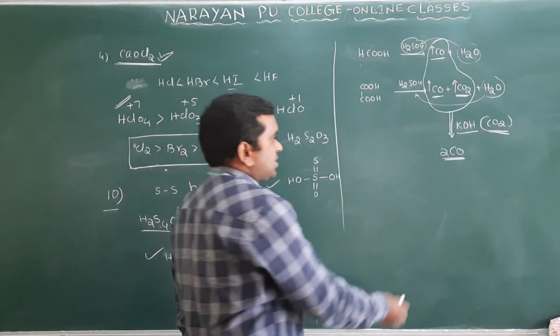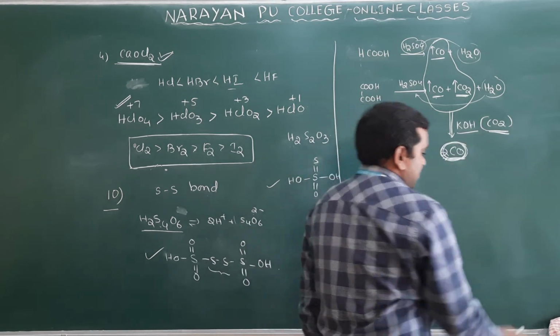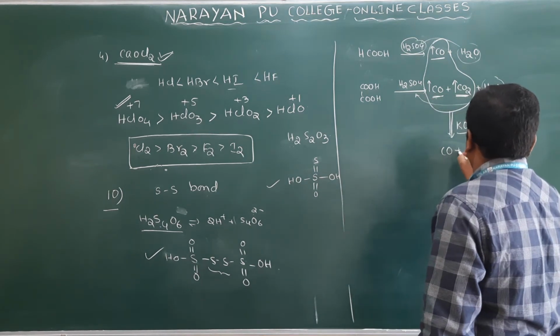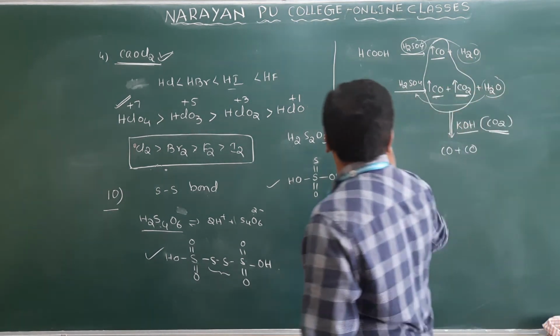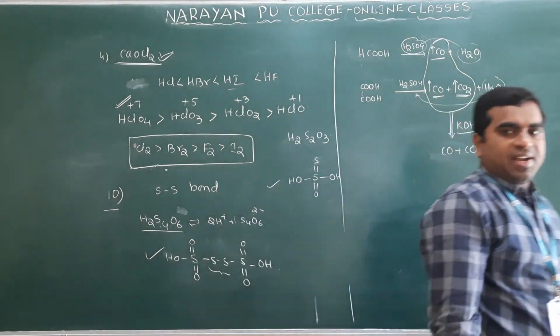Clear? Finally, they are asking what this is. What is clear here? Gas means you can say CO plus CO plus, and here also CO. So how many moles are here? How many moles are here? You have to identify. Clear?